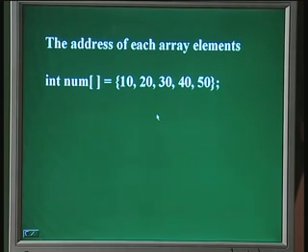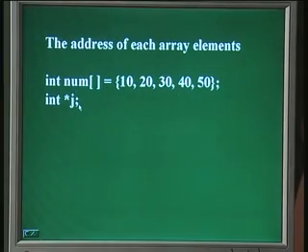Okay, so this is another way of defining it. And then I have defined another pointer, another integer type pointer. We call it j. So this is the definition of the pointer, and that's the definition of an array. Slightly different from the way we defined earlier, but this is another possible way of doing it.